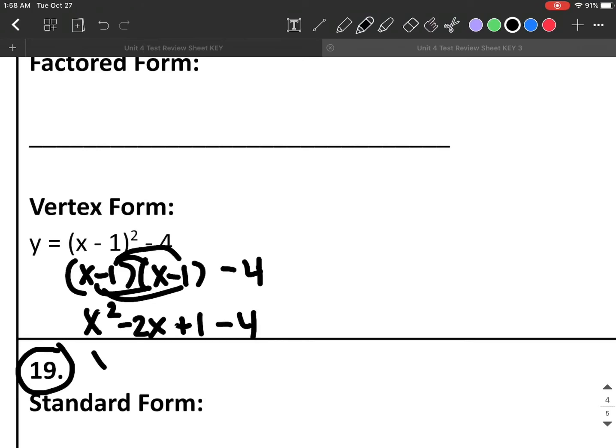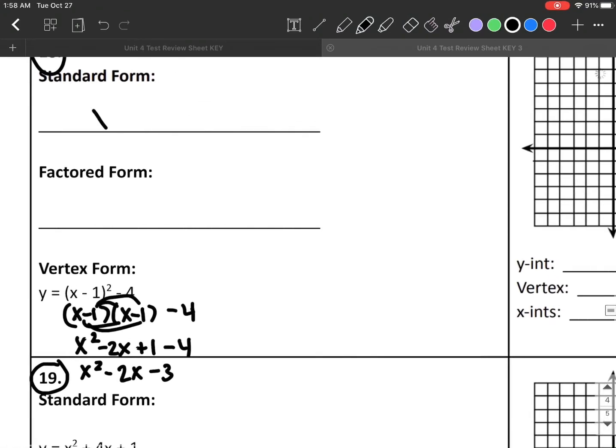I'm going to just collect the constants. I get x squared minus 2x minus 3, and that is my standard form. So x squared minus 2x minus 3, y is equal to that. And then for factored form, I'm going to factor this thing. So I look for two numbers that multiply to negative 3 and add up to negative 2.